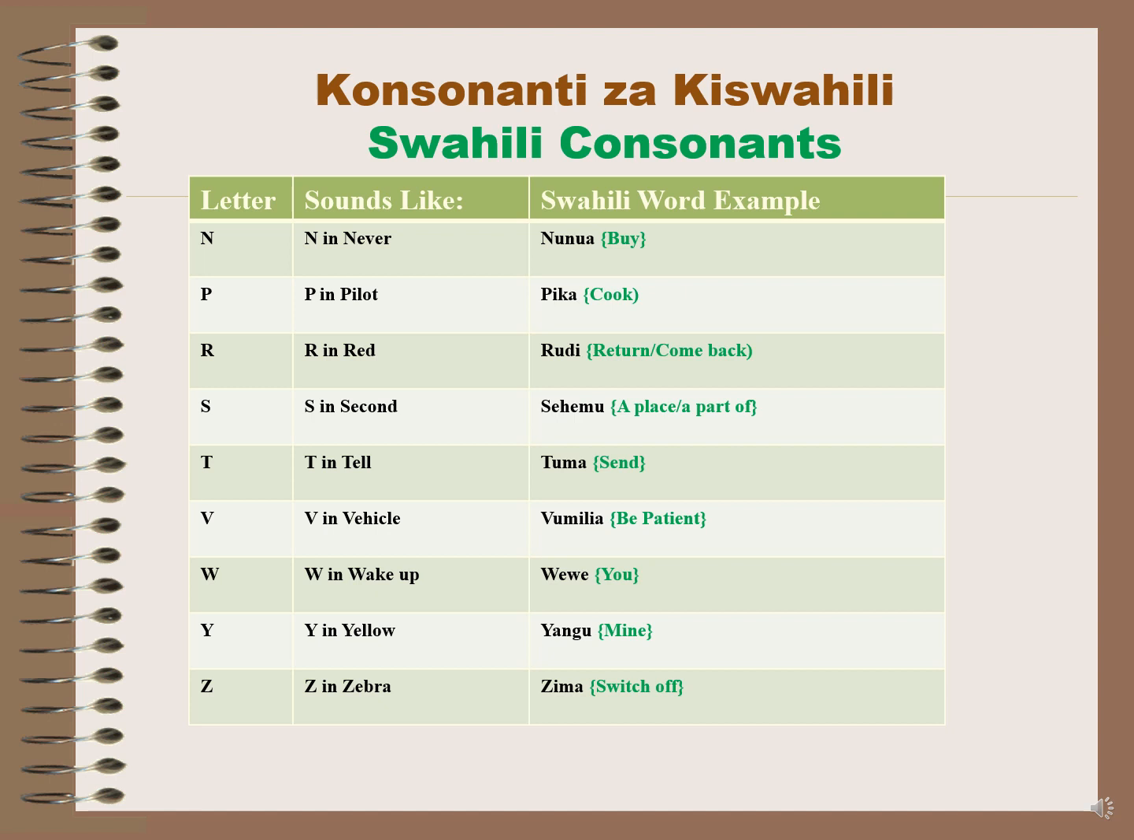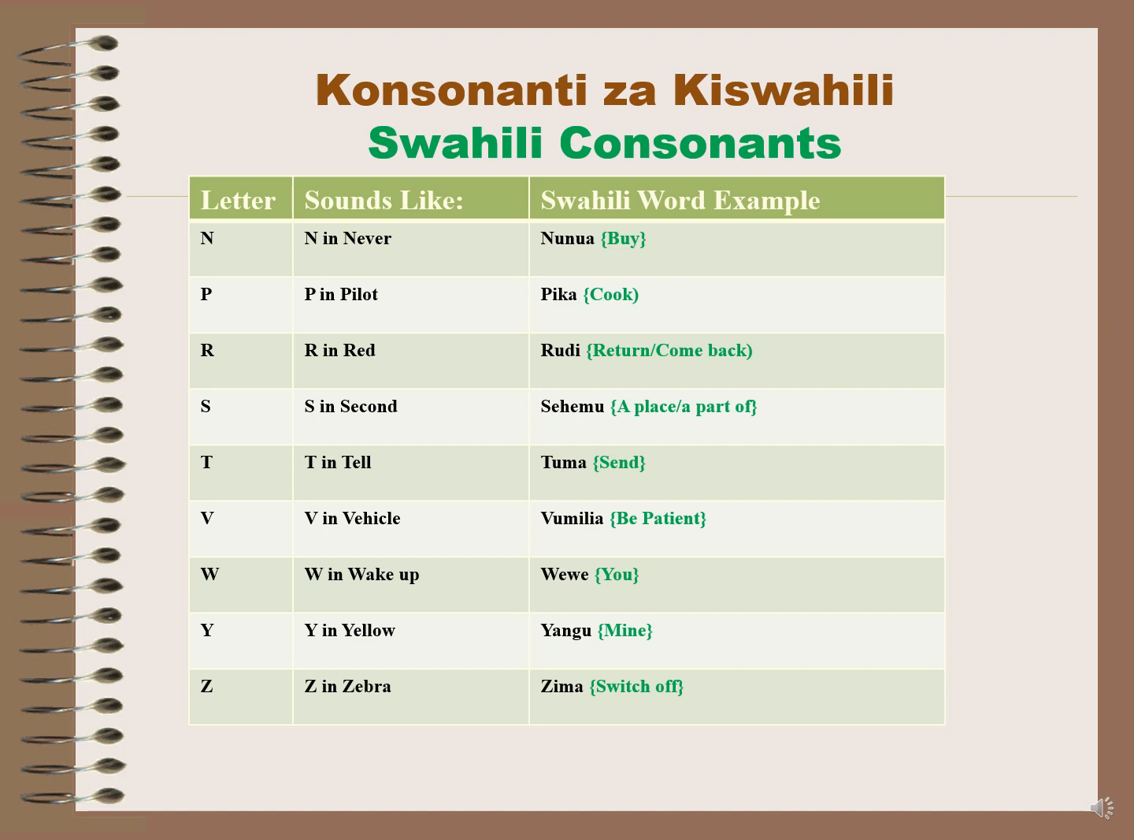P or pe sounds like P in pilot, and the example that we have is pika, meaning cook. Re sounds as R in red, and the Swahili word is rudi, meaning return or come back. When you say return or come back in Swahili, it means rudi. Se sounds like S in second, and an example that we have here is sehemu. Sehemu means a place or a part of in Swahili.